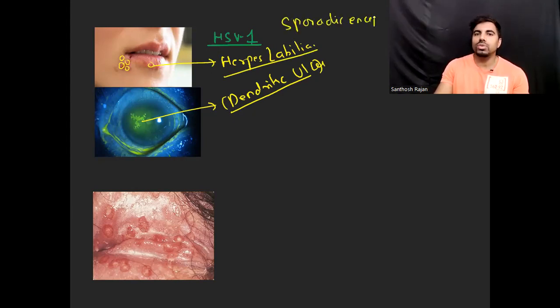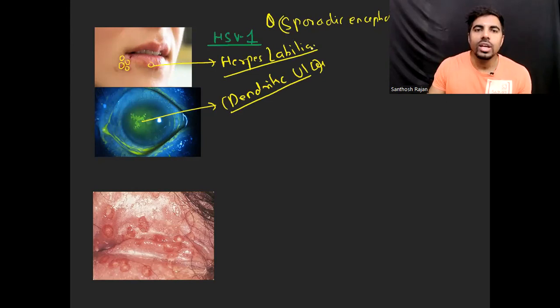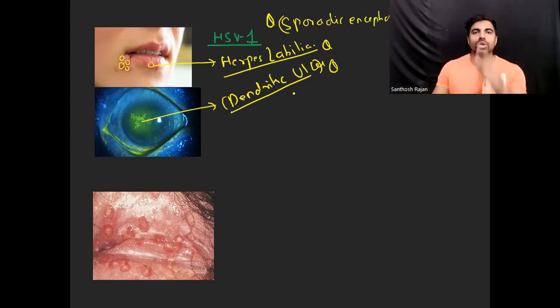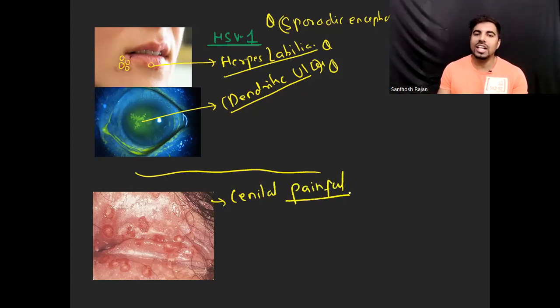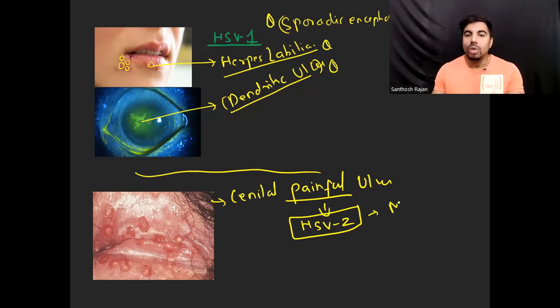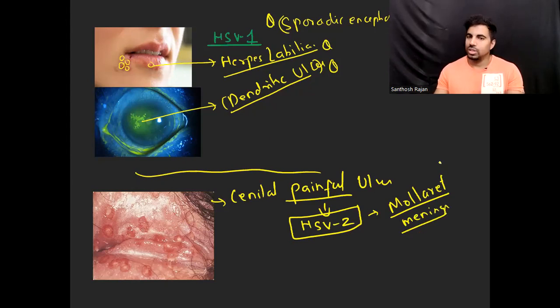These are a few things I just want to brush up on, because important questions can be asked from this. Herpes labialis, dendritic ulcer, gladiatorum, herpetic whitlow, all HSV-1. The one you're seeing down here is the genital vesicle, genital painful ulcer. Whenever they give a painful ulcer or vesicle, you think of HSV-2. Don't forget. And HSV-2 in the brain causes meningitis.